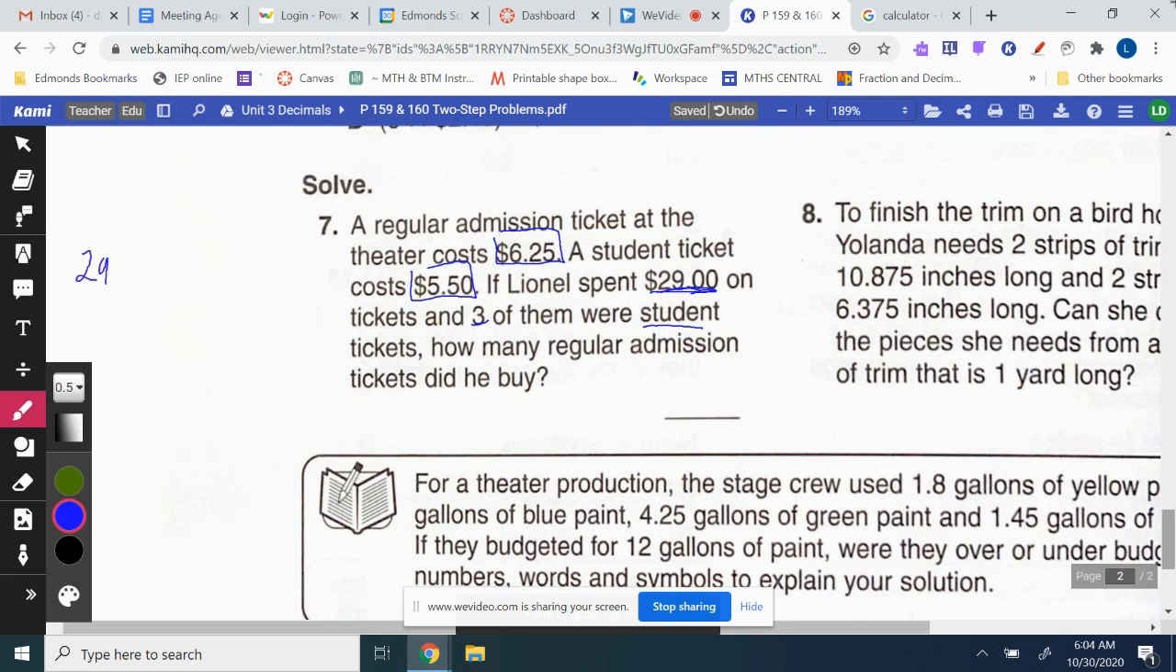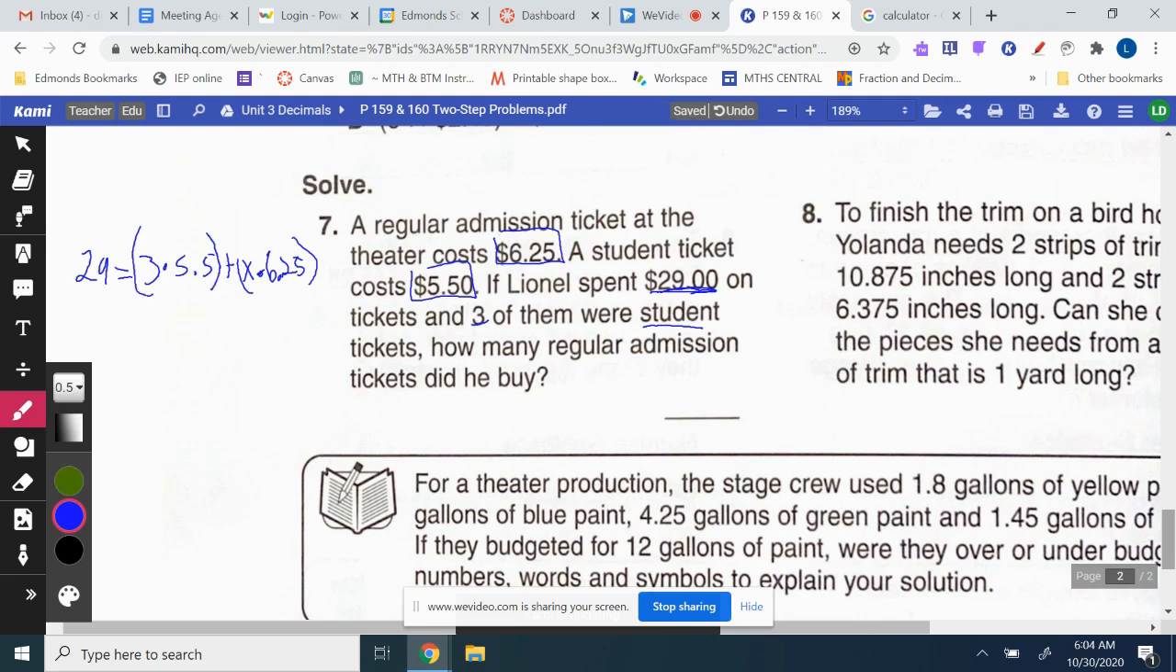So the number sentence, you might see it like this. 29 equals, and we have 3 students, so 3 times 5.5 plus, and we don't know this number, x times 6.25. And the x means that's the regular cost of the ticket. So we're going to put parentheses around these just so we can see what we're grouping.